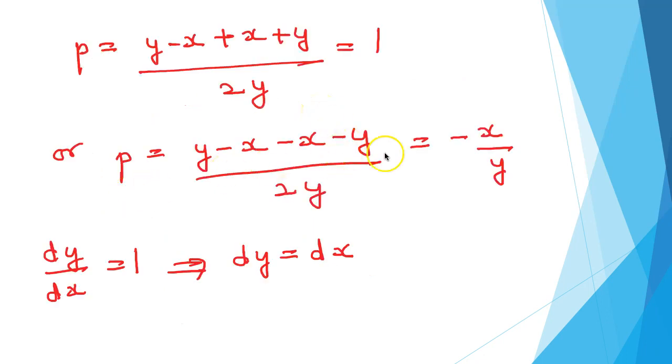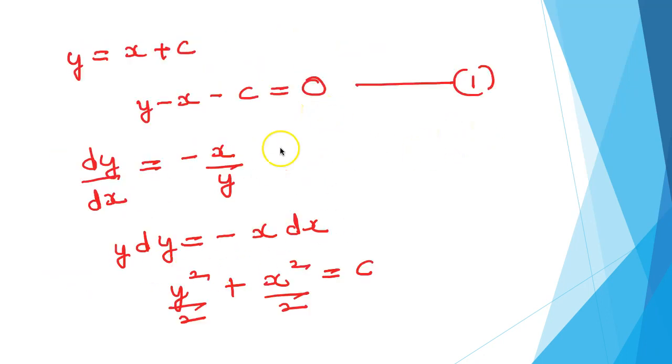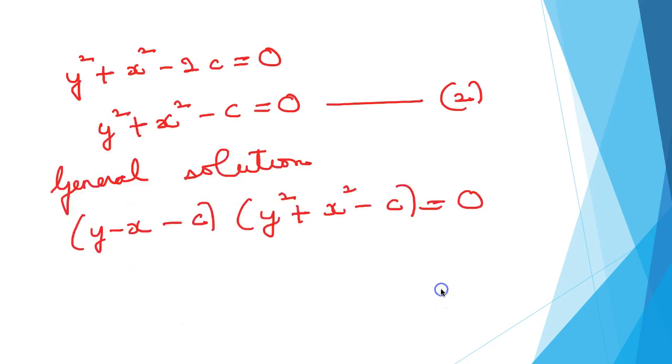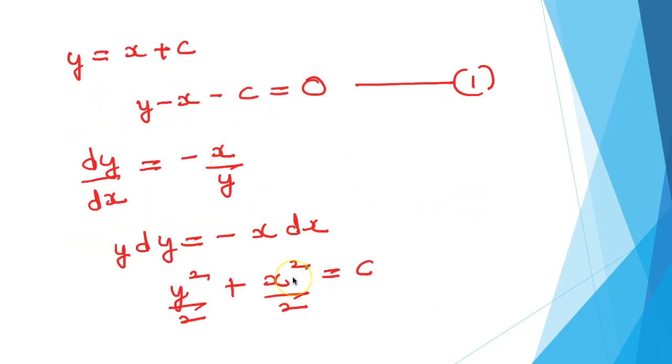Coming to the next equation, dy by dx is minus x by y. What do we do here? Variable separable. So y dy is minus x dx. Integrating, you get y squared by 2 plus x squared by 2 equal to c. And how do you get this? We take the LCM and shift all the terms to the right.